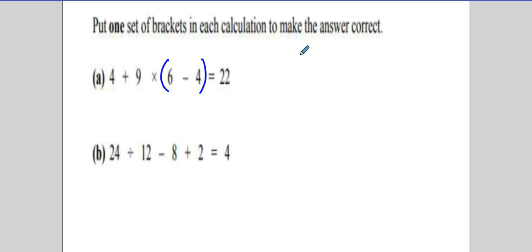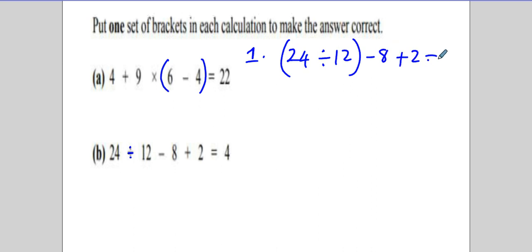Okay, let us do B. How many possibilities will there be? We have 1, 2, 3, so there will be 5 possibilities. The first possibility will be putting the division sign in one bracket: 24 divided by 12, then minus 8 plus 2. See if you get the answer 4. The next possibility will be putting the subtraction sign in brackets.